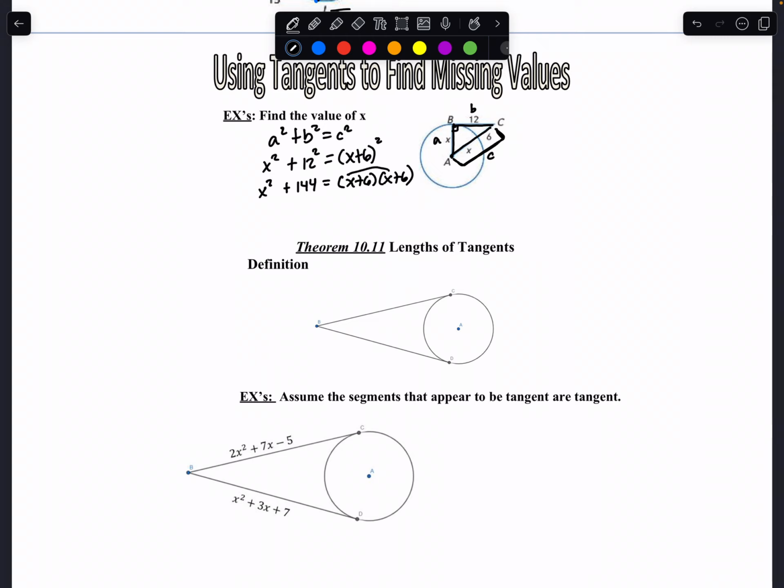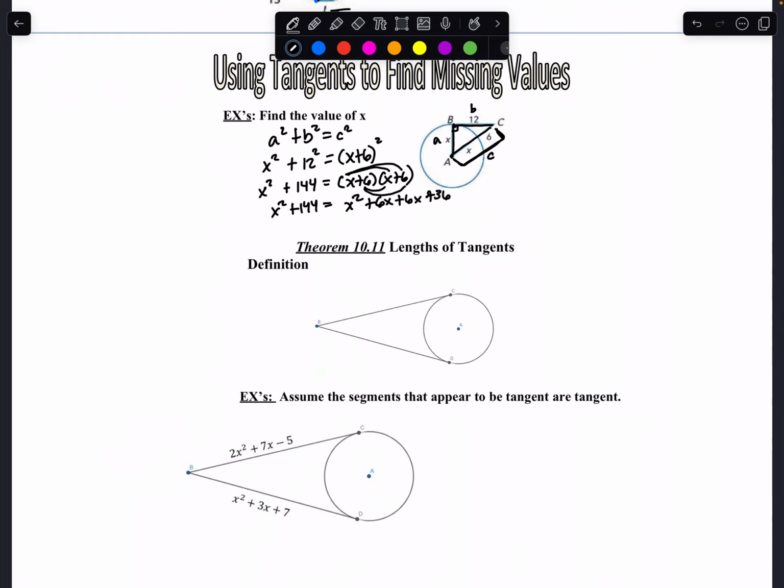We can do FOIL. We can say this is x times x is x squared. X times 6 is positive 6x. 6 times x is positive 6x. And 6 times 6 is positive 36. All of that equals x squared plus 144. This is really just an Algebra 2 problem.